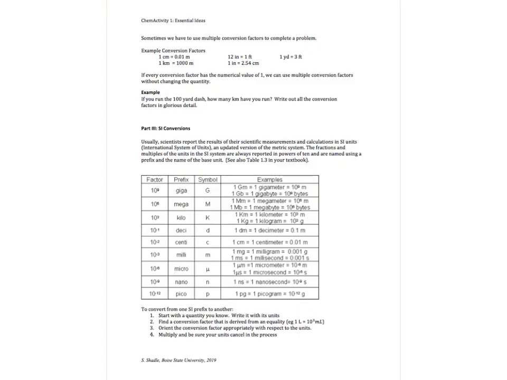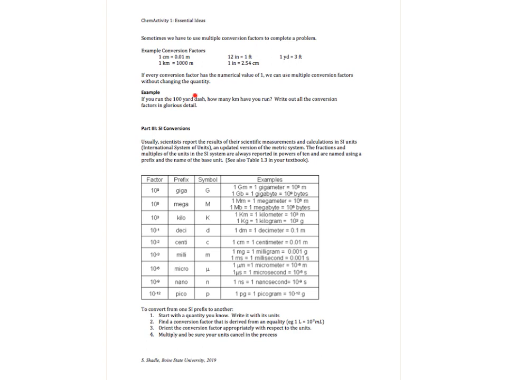In the previous example, we just had a starting value and 1 conversion factor. But sometimes we have to use multiple conversion factors to complete a problem. So we've been given a set of equalities here that we could use to create conversion factors. And we've got an example where we're going to use multiple conversion factors. So the example is, if you run the 100-yard dash, how many kilometers have you run? Now, if we had a conversion factor that went directly from yards to kilometers, then we could do that in one step. But in this particular case, that's not what we've been given.